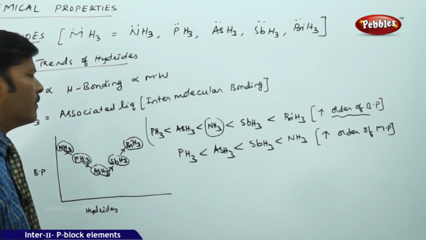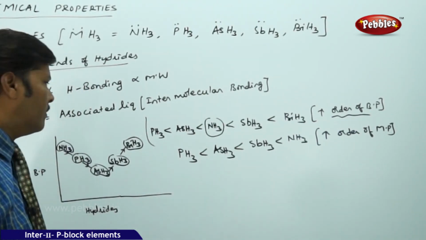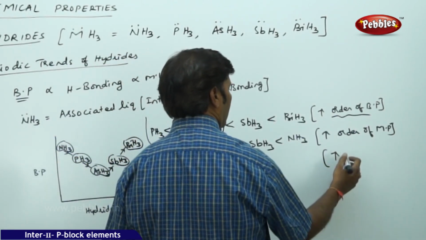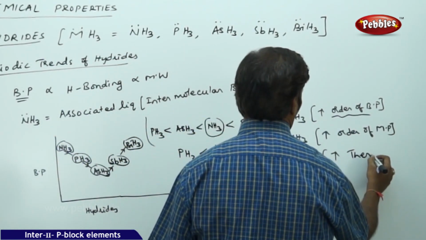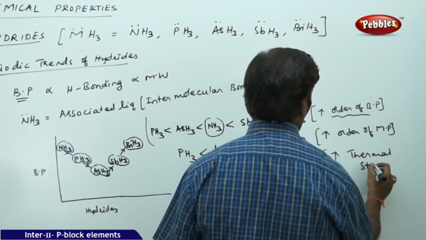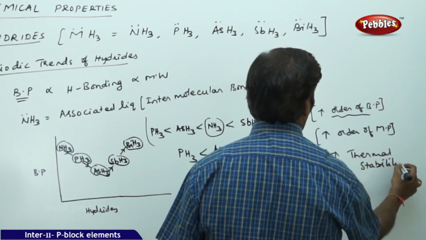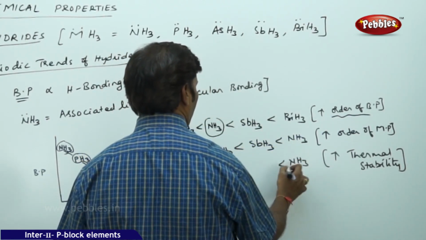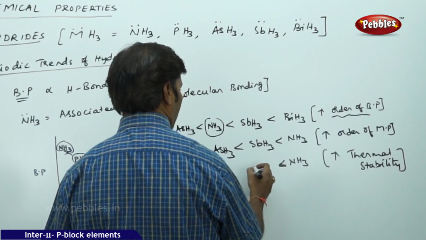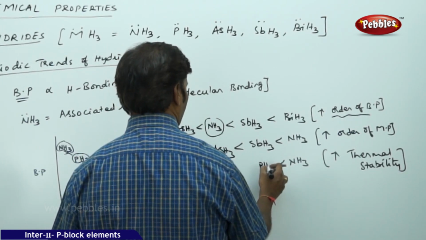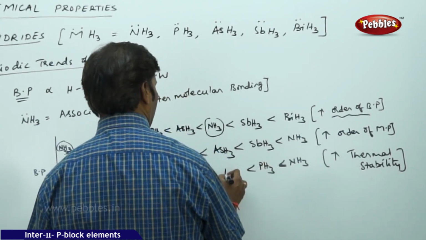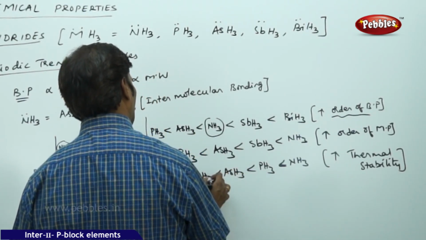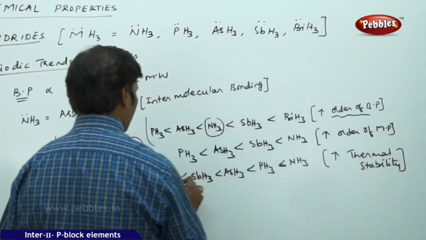And bismuthine, because of the large size of the metal, we are trying to ignore it. If you go for increasing order of thermal stability, there is no deviation, it follows the regular trend. Ammonia has more thermal stability than phosphine, which has more thermal stability than arsine, which has more than stibine, that is antimony hydride, which has more stability than bismuthine.